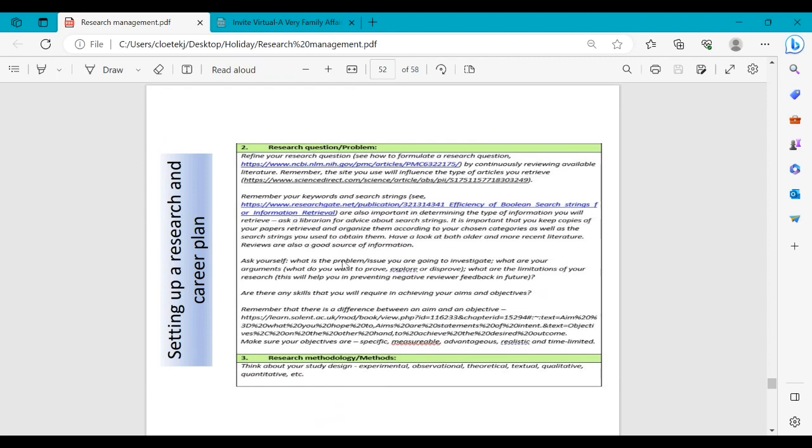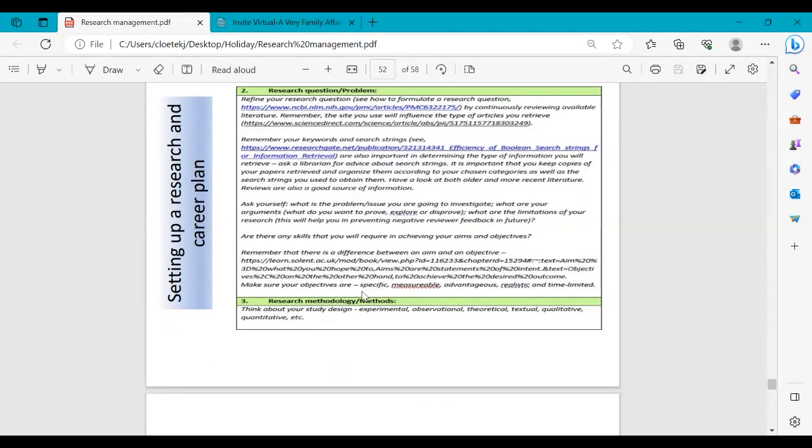The keywords that you use in your literature review, have a look at that. Also think about which search engines you will use. Ask yourself, what is the problem that you're trying to investigate? What are the arguments? What are the limitations? Which websites should I look for? Which articles should I use? Which search strings or keywords shall I use? Also, remember when you're constructing your aims and your objectives, there's a difference between an aim and an objective. Those are some documents that you can consult.